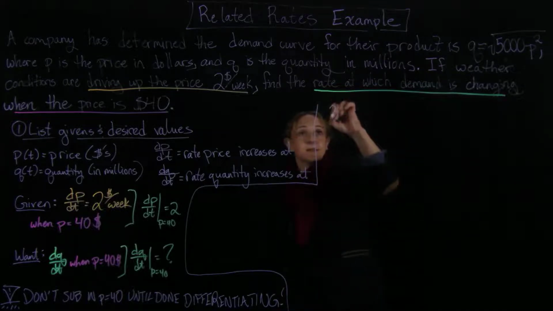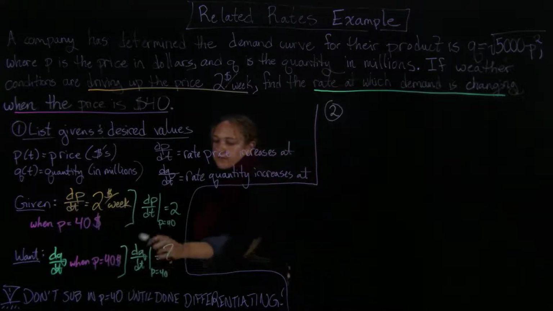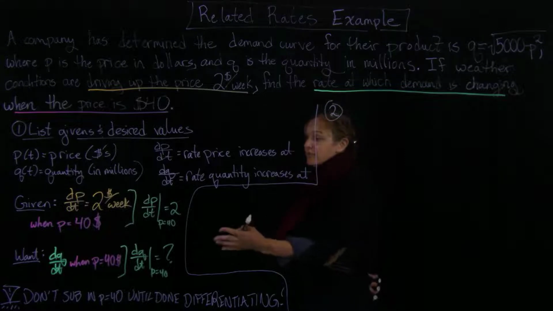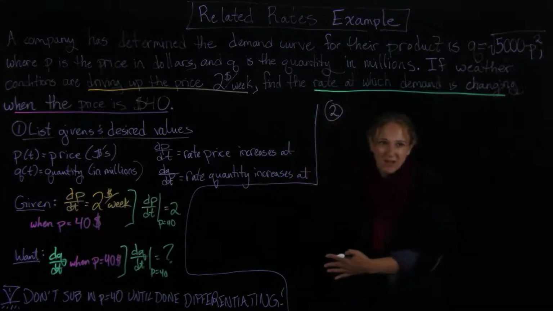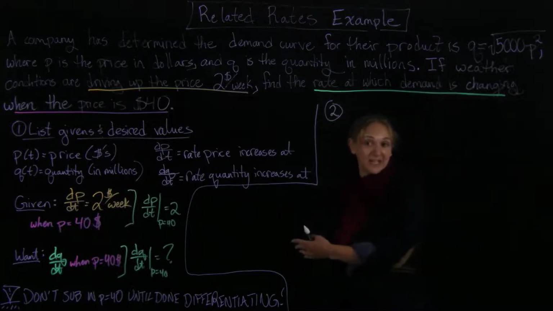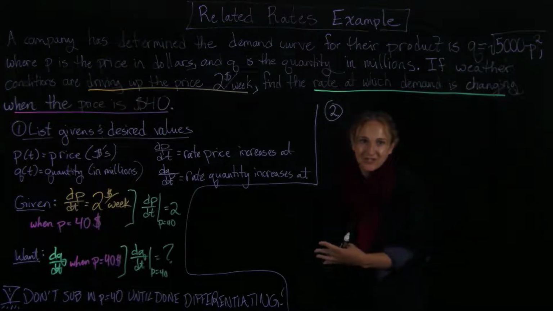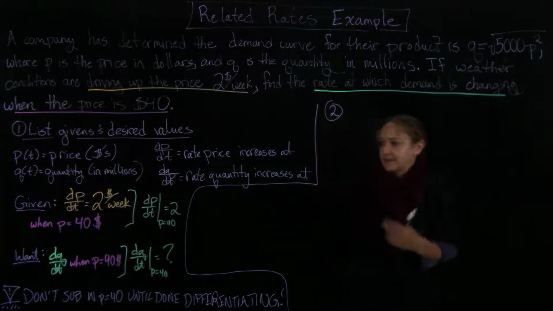Okay, so the next thing that we want to do is relate these quantities, right? Because we're going to be looking for dq dt. And to get something with dq dt using what we know, which is a dp dt and a p-value, how are all those things going to show up? We're going to relate q and p, then we're going to differentiate with respect to t. And when we do that, we have a relationship between p and dq dt and dp dt.